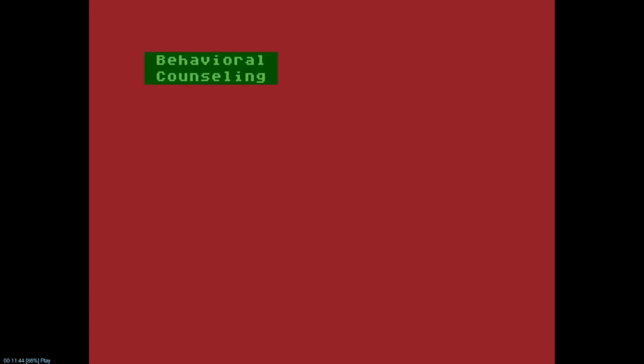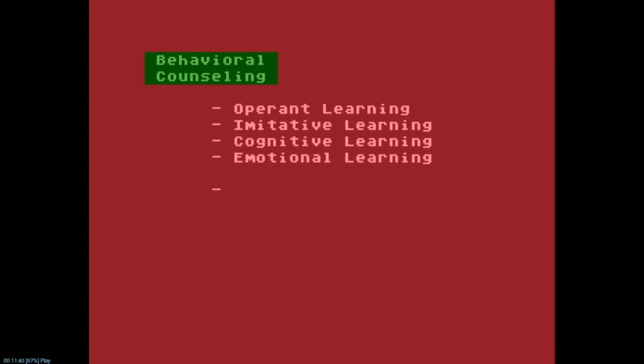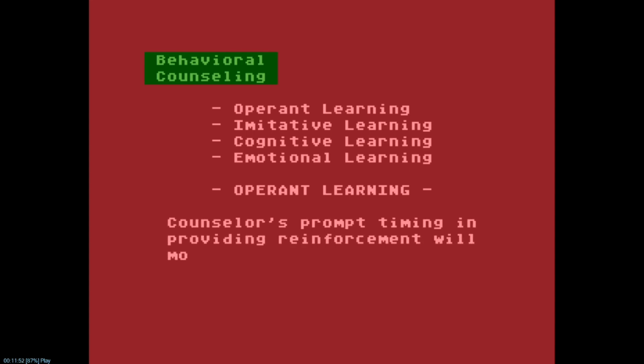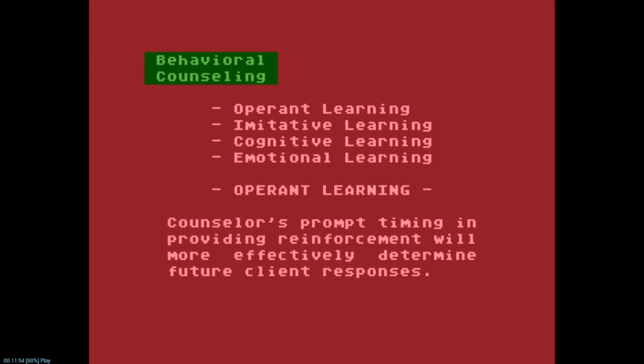There are 4 methods often used in behavioral counseling. The first is operant learning, which means that the counselor's prompt timing in providing reinforcement will more effectively determine future client responses. Parents, administrators, and other interested persons, of course, also reinforce behavior outside the counseling sessions.